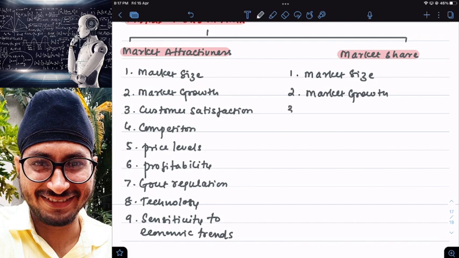Then we have customer loyalty. Customer loyalty means the customer is again and again buying my product only. The customer is not shifting to my competitors. The customer is staying with me for the long term. This is an example of what? Customer loyalty. Then we have marketing.